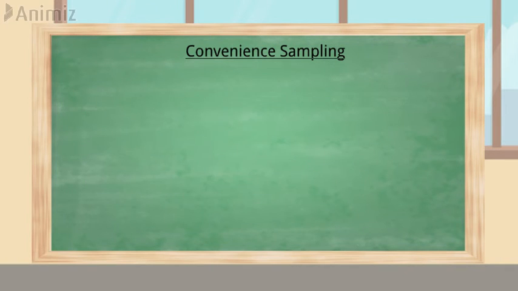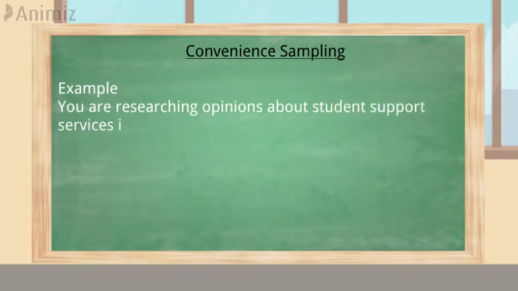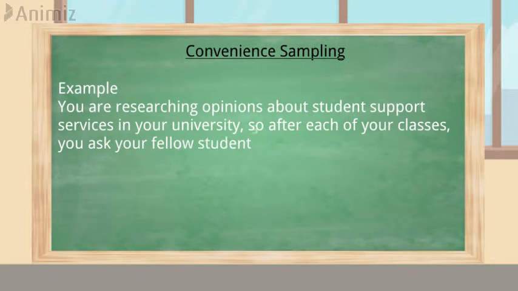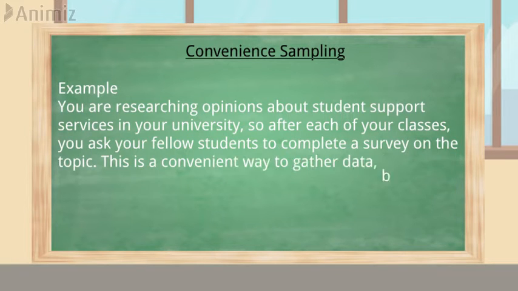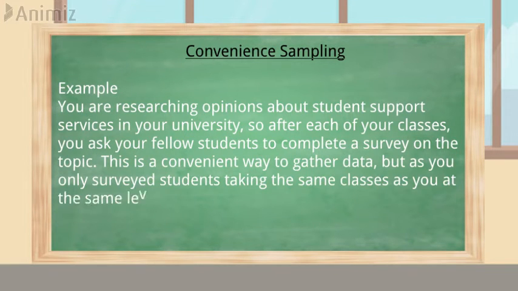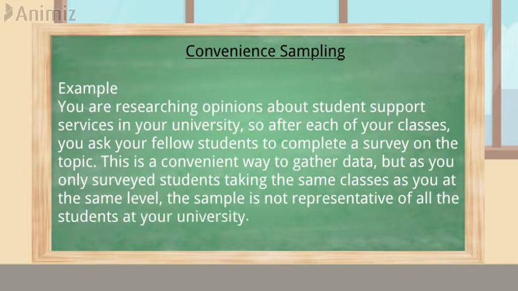For example, we are researching opinions about student support services in our university, so after each of our classes, we ask our fellow students to complete a survey on the topic. This is a convenient way to gather data, but as we only surveyed students taking the same classes as us at the same level, the sample is not representative of all students of our university.